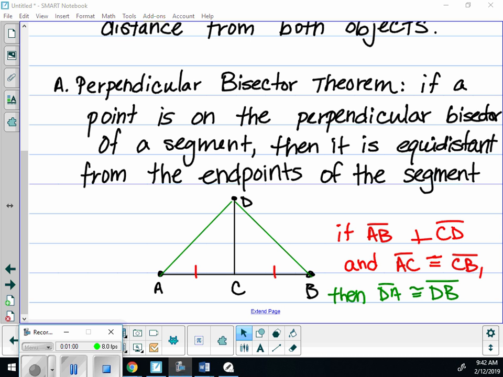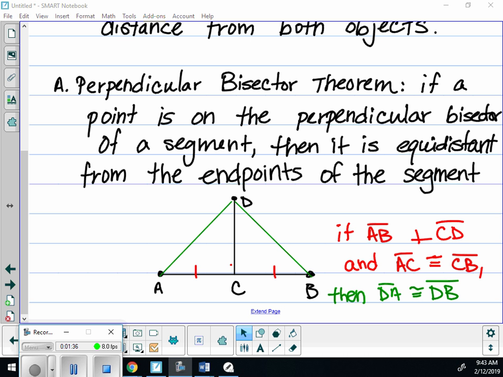So the perpendicular bisector theorem says that if a point is on the perpendicular bisector of a segment, then it is equidistant from the endpoints of the segment. So if we have line segment AB perpendicular to line segment CD, with AC congruent to CB, that would be a perpendicular bisector because it's perpendicular and it cuts that segment into two equal parts.